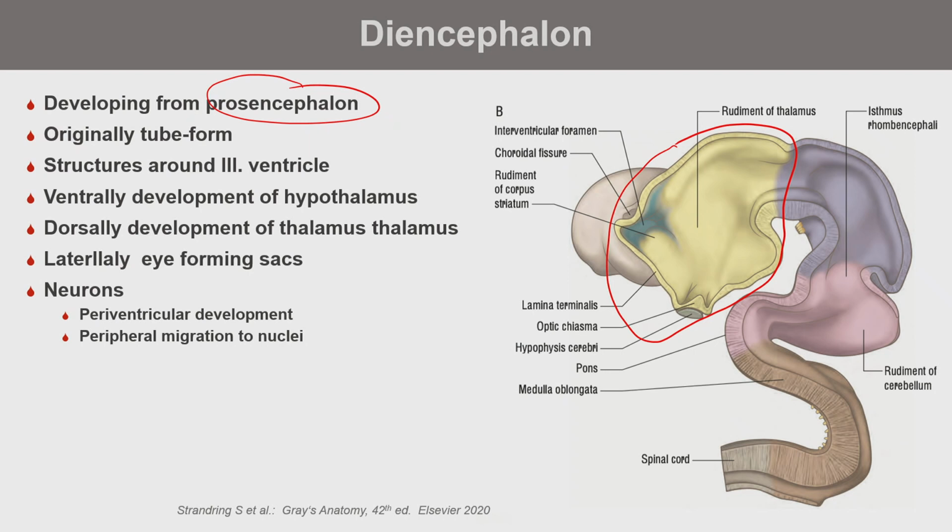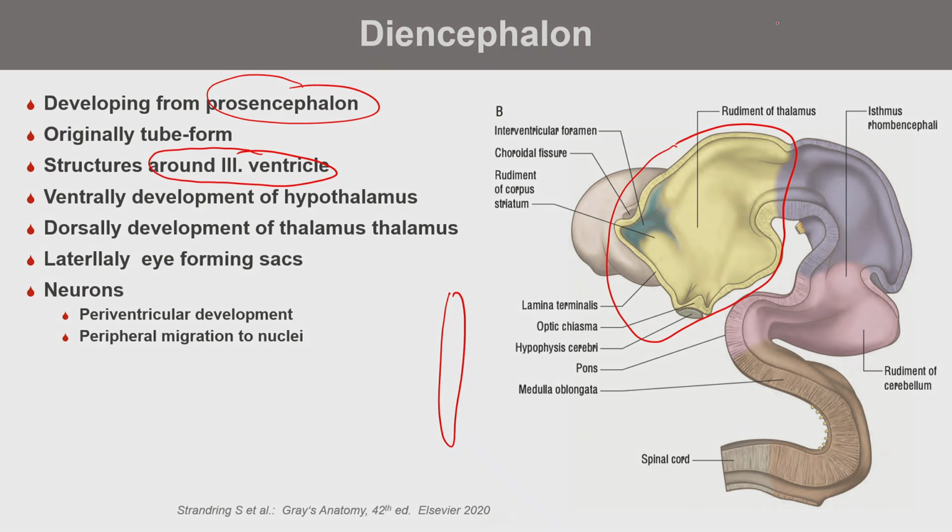Diencephalon is developing along or around the structure which is called third ventricle. Originally it is a tube, but around the third ventricle, which has finally the long diameter and very short lateral to lateral diameter. And from structures which are called diencephalon, we can distinguish the several parts.